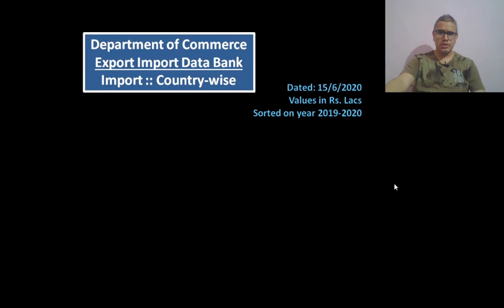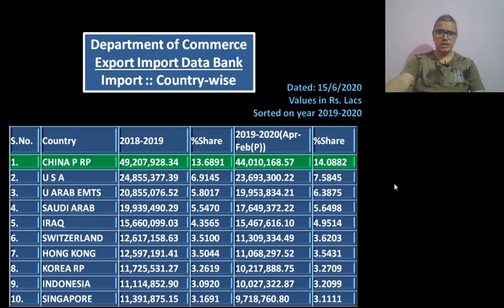On the other hand, how is India related to China in terms of import? If we see, the maximum amount of goods imported to India is from China, and after that comes USA. China dominates almost 14% of India's import share. In 2018-19 we imported almost 5 lakh crore worth of products from China, and in 2019-20 we imported almost 4.4 lakh crores worth of goods from China, and the percentage share increased slightly from 13.6 to 14% of our total import. So we are very much dependent on China in terms of import.